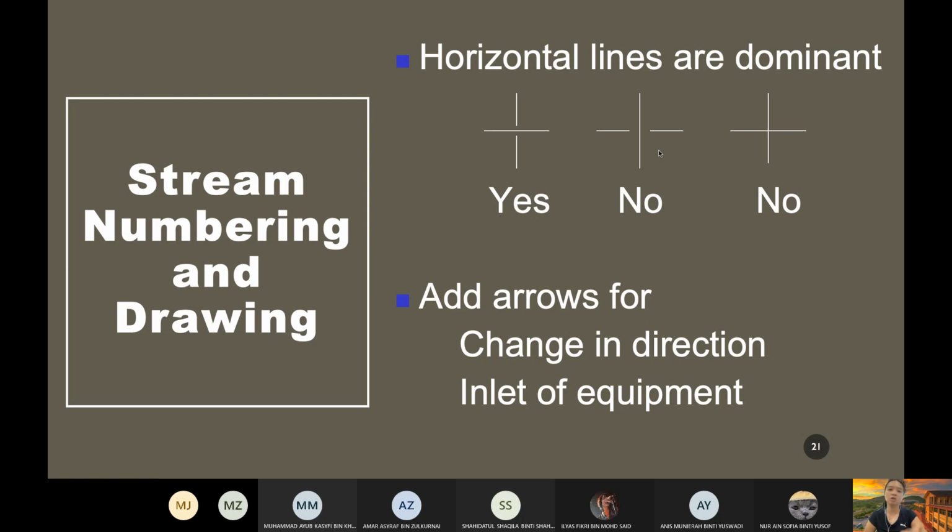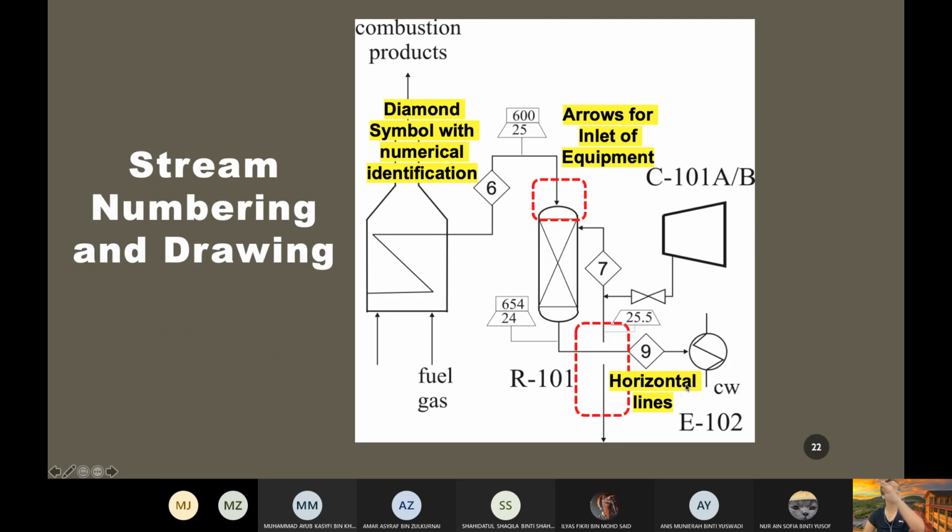And kamu kena ingat, let's say you are working in the plant, someday eventually you will leave the company. So you will leave the drawing. Someone else that comes after that must be able to understand the drawing. So if you don't have enough information, that will be the challenge for the next person who wants to read the drawing. Okay, then next, add arrows for change in direction or inlet of equipment. Saya told you, masuk kepada equipment kena ada the arrow.